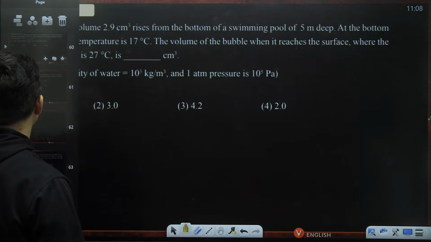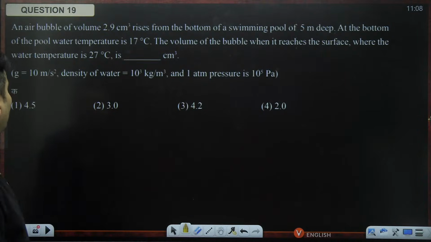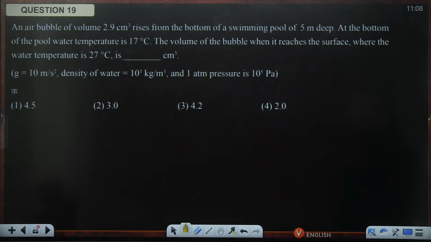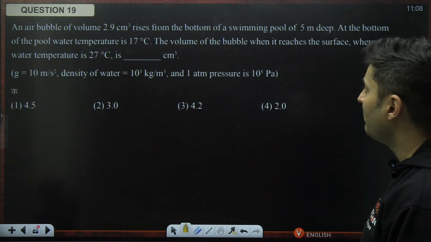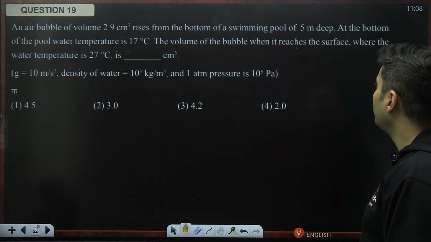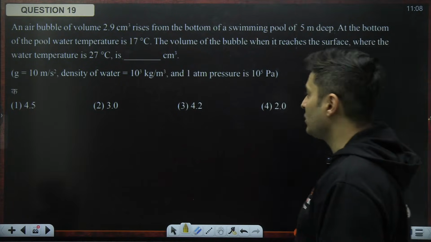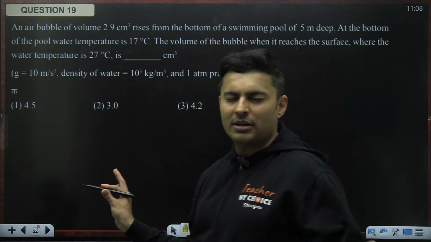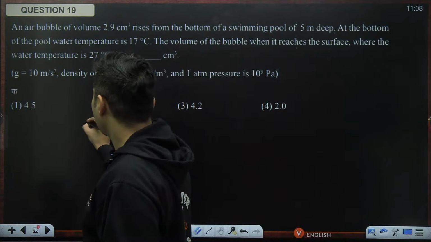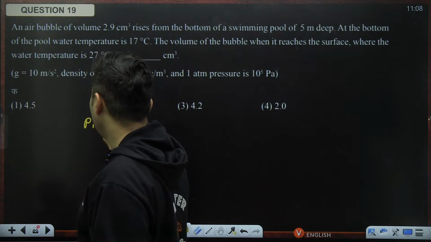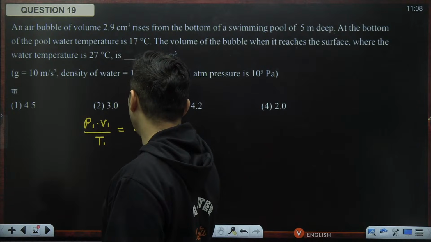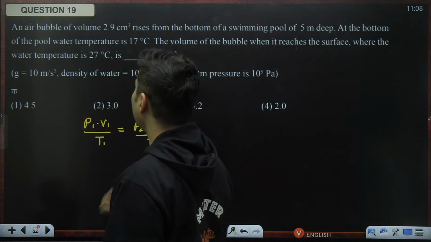Here comes the next question on your screen. An air bubble rises from the bottom, 5 meters deep. At the bottom, the temperature is so and so. The volume when it reaches the surface, where the temperature is so and so. This question is purely based on gas law. Nothing more. Just pressure initially into volume initially upon temperature initially is pressure finally, volume finally upon temperature finally.